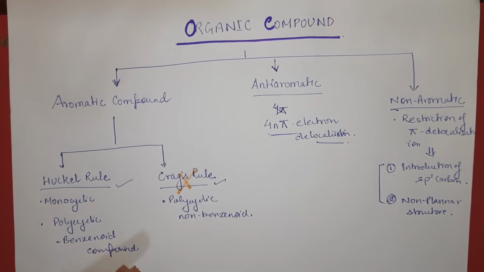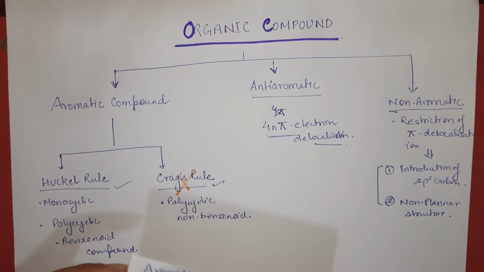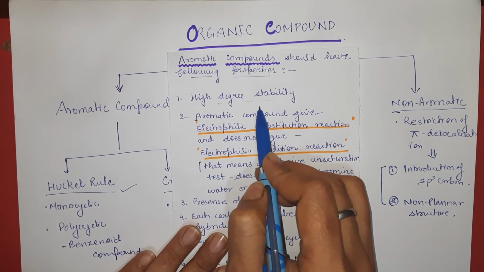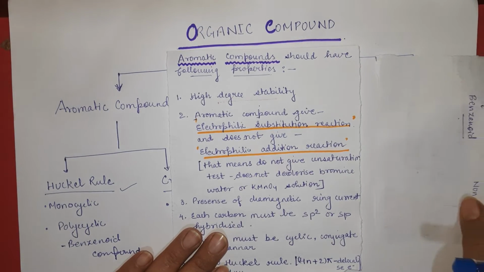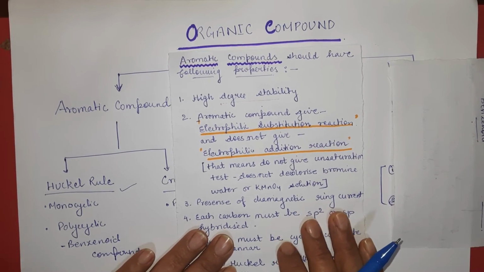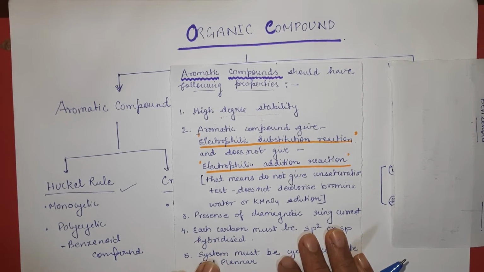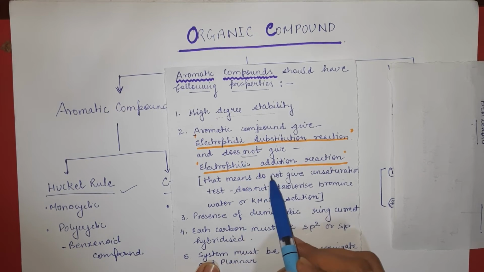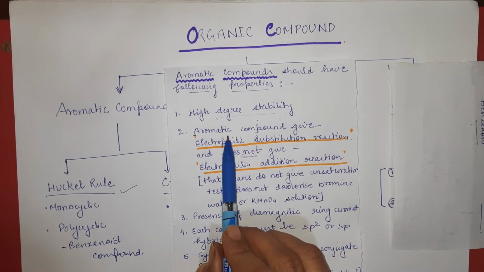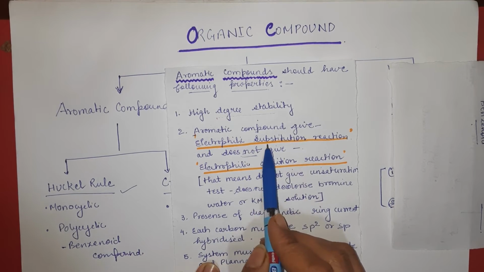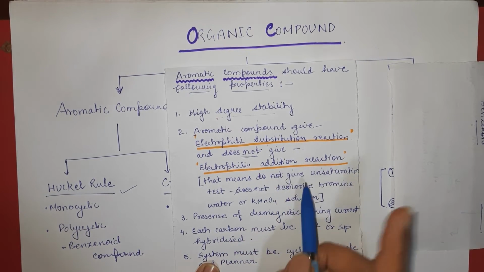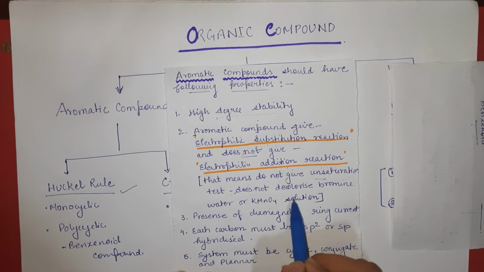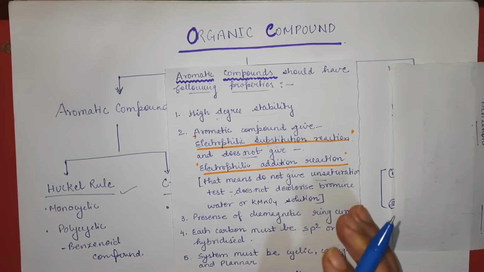So let's have a look at the criteria which an aromatic compound should follow. An aromatic compound should have a high degree of stabilization. Also, the aromatic compound gives electrophilic substitution reactions and does not give electrophilic addition reactions. Always remember that. Addition reaction means it gives an unsaturation test and decolorizes bromine water or KMnO4 solution, which aromatic compounds do not.